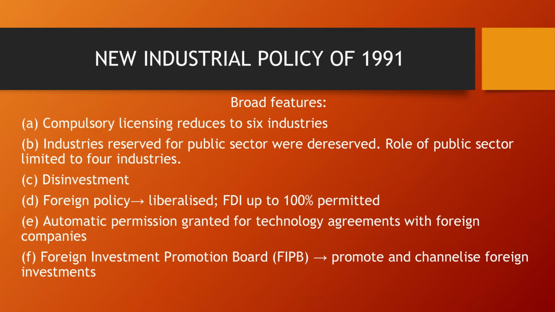The broad features of this policy were as follows. First, the government reduced the number of industries under compulsory licensing, that means the ones which required compulsory licensing, to only 6.